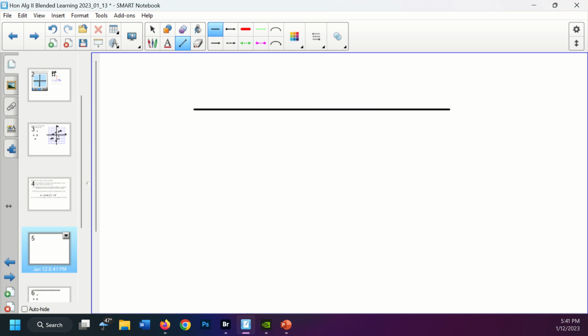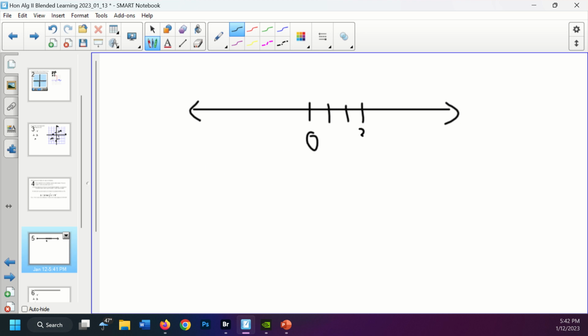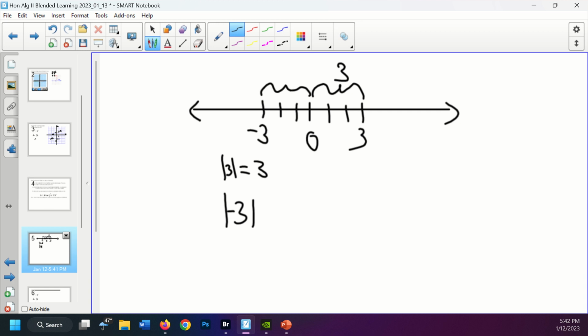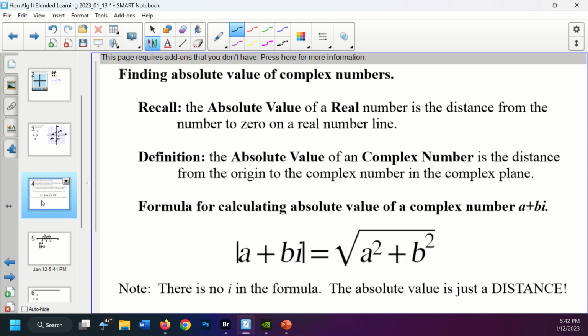So for instance, if I draw a quick number line right here, all right, this is 0, 1, 2, 3. The absolute value of 3 is 3 because the distance from 0 to 3 is 3. And the absolute value of negative 3, 1, 2, negative 3, that distance is also 3. So the absolute value of negative 3 is 3. Now, we are going to have a similar definition.